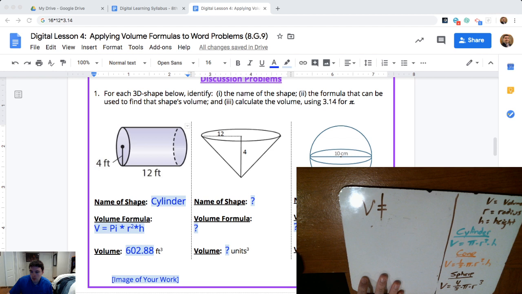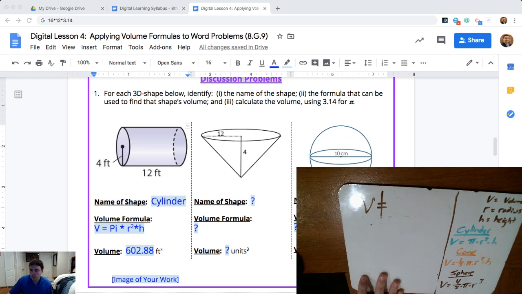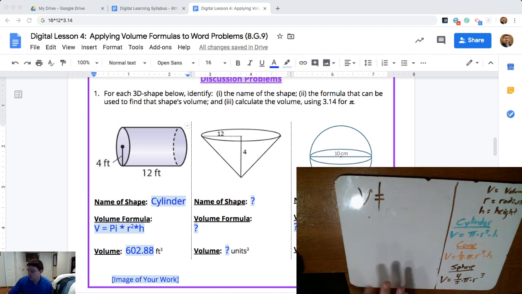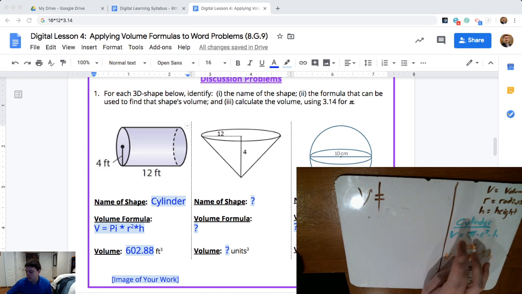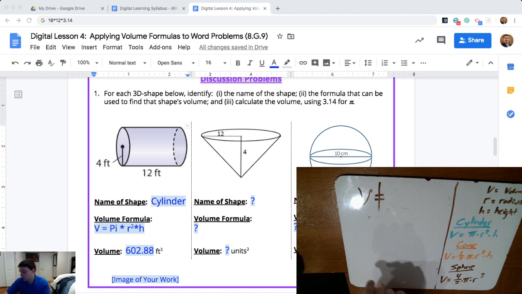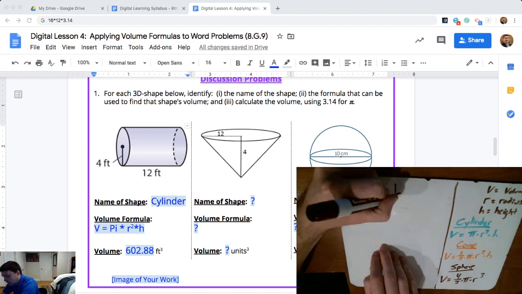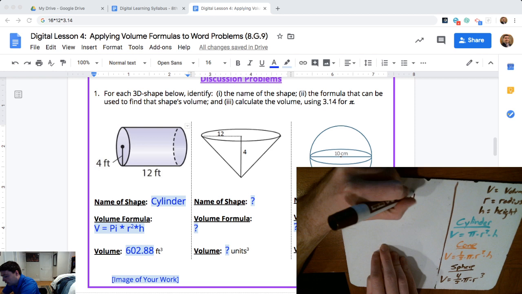The next shape is indeed a cone. Hopefully you are identifying for the cone. The volume formula is very similar to the cylinder, except there's a 1/3 as a coefficient. Because the cone caves in, it has 1/3 the volume of a same size cylinder. So our volume formula is 1/3 times pi times radius squared times height.